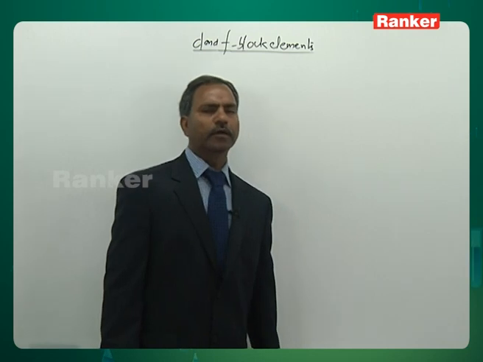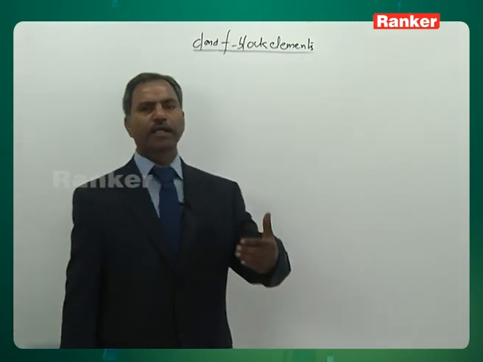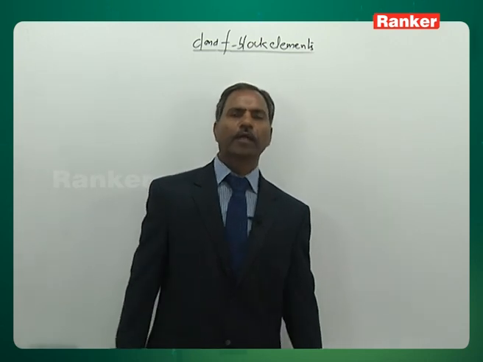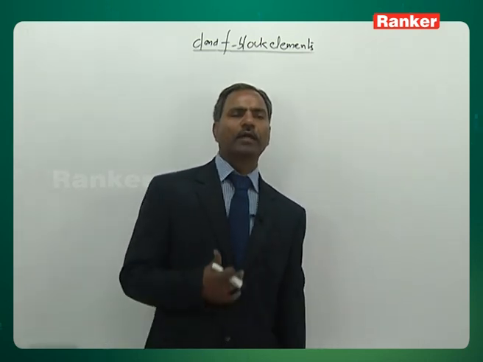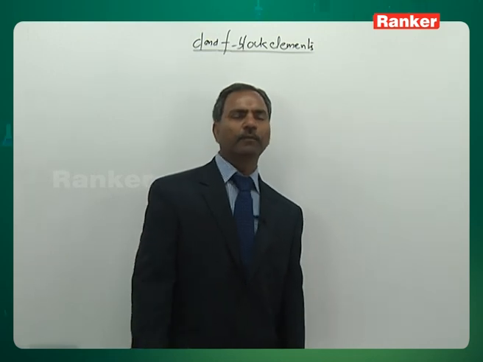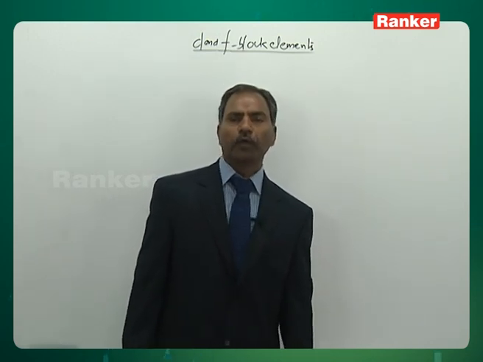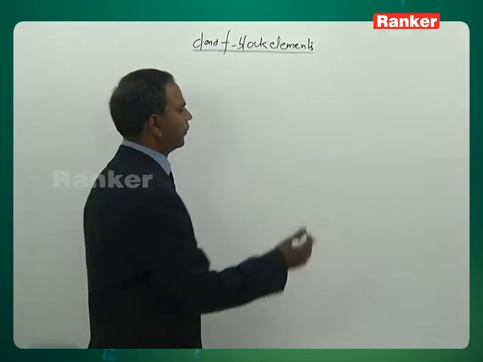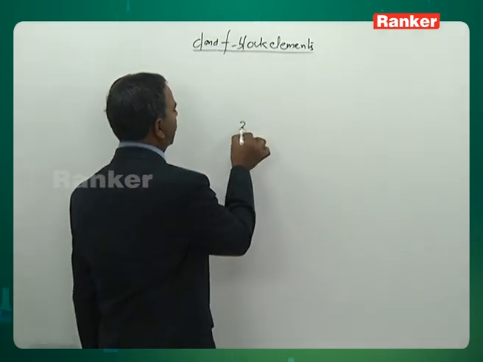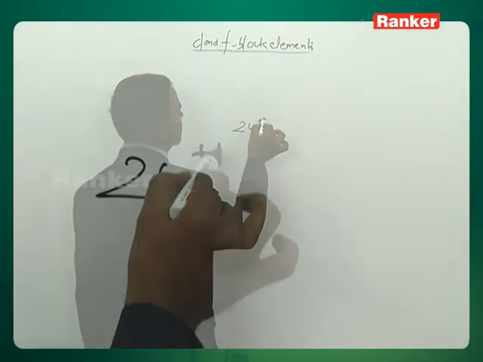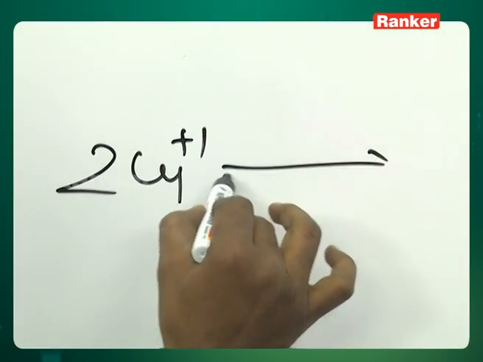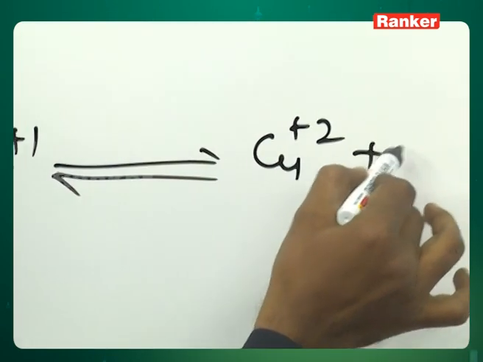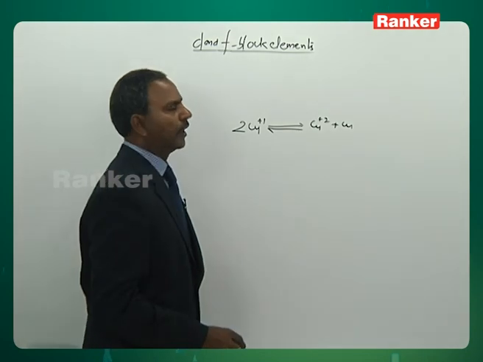What is disproportionation? You might know this: the simultaneous oxidation and reduction of an element in a particular chemical reaction. Copper plus 1 and gold plus 1 undergo simultaneous oxidation and reduction. According to this equation, 2Cu plus 1 undergoes disproportionation, and it is easily converted into copper plus 2 and copper in aqueous solution.